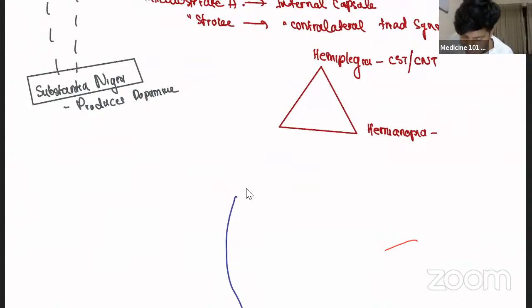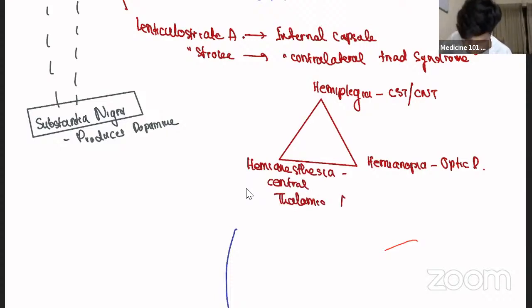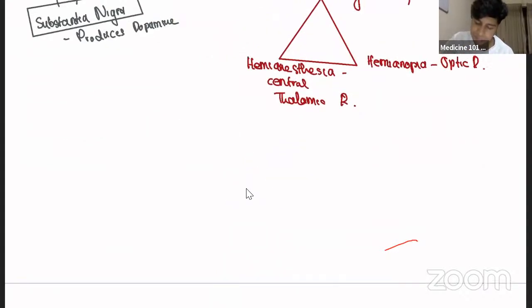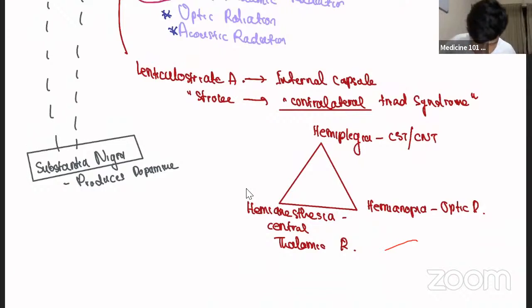This is a visual disturbance due to damage to the optic radiation. And this is hemianesthesia. Can someone tell me what is hemianesthesia? What does anesthesia do? Anesthetic. Loss of sensation. Yeah, basically it numbs you. So the patient will have contralateral symptoms. If the damage is on this side, he will manifest the symptoms on the other side. And the symptoms will be a triad. That is, these three symptoms will occur together at the same time.